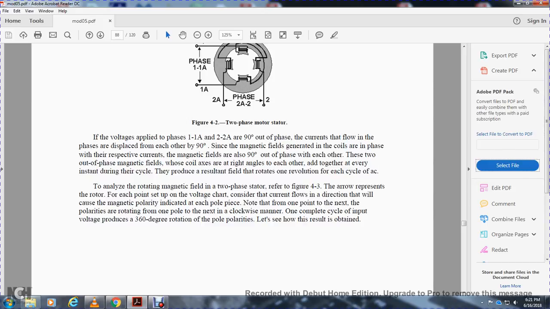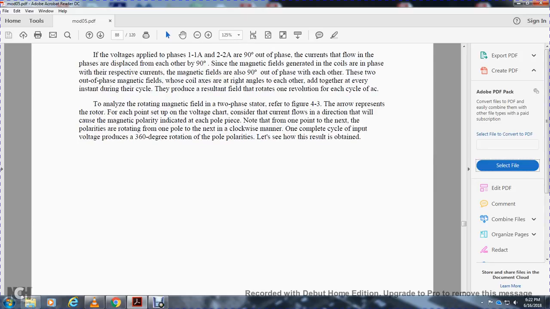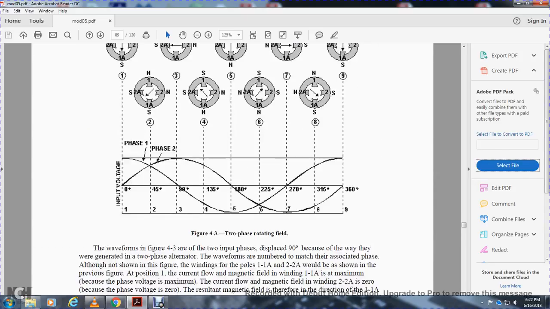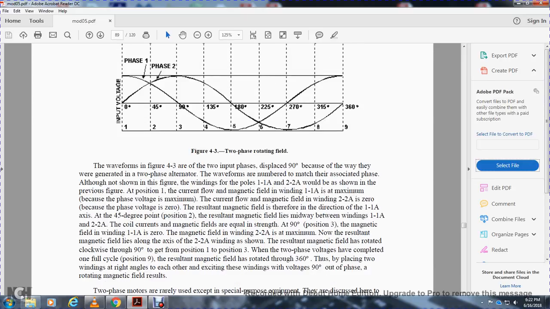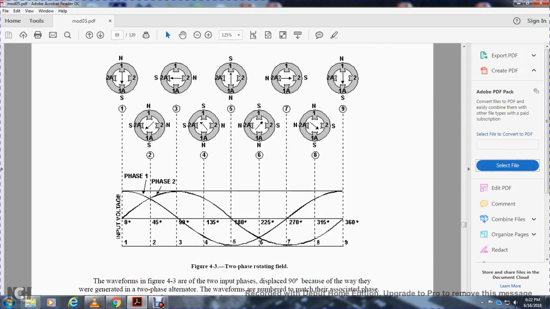They are represented for the rotor for each point of the cycle based upon the voltage and the direction of current flow, while the colors of the magnetic polarity indicate each of the pole pieces. Note that from one point to the next in the cycle, the polarity is rotating, one pole at a time, in a clockwise manner. In one complete cycle, the input voltage produces 360 degrees of polarity rotation. So let's see how the result is obtained. It shows phase 1, phase 2, and the two-phase rotating field. The waveforms in Figure 4.3 are two input phases displaced 90 degrees.